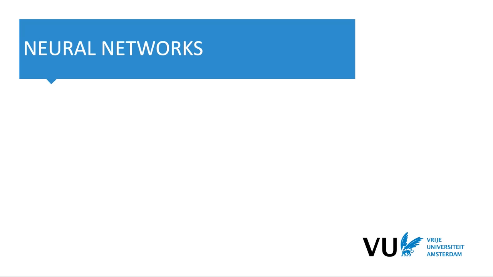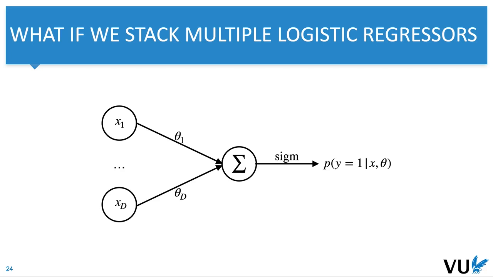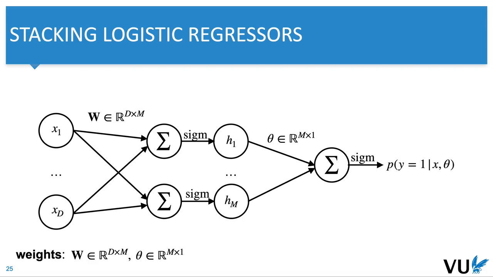But now, of course, our interest is neural networks, and how we can think of them. So what if we stack multiple logistic regressions? What if, instead of outputting the probability of y, we put something in the middle? We'll just apply these logistic regressions again. So we have D inputs, and now we will have M additional logistic regressions in the middle, on top of which we will put another logistic regression that will output probabilities.